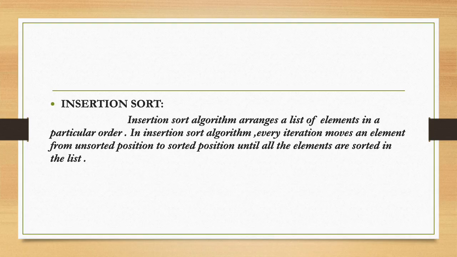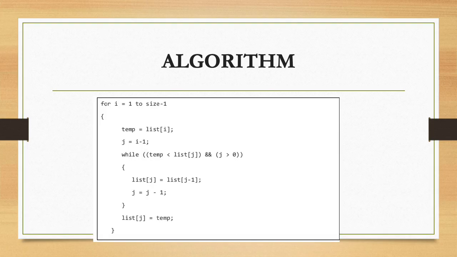Coming to its definition, the insertion sort algorithm arranges a list of elements in a particular order. In the insertion algorithm, every iteration moves an element from the unsorted portion to the sorted portion until all the elements in the list are sorted. Now in this slide we are going to discuss the algorithm of insertion sort briefly.